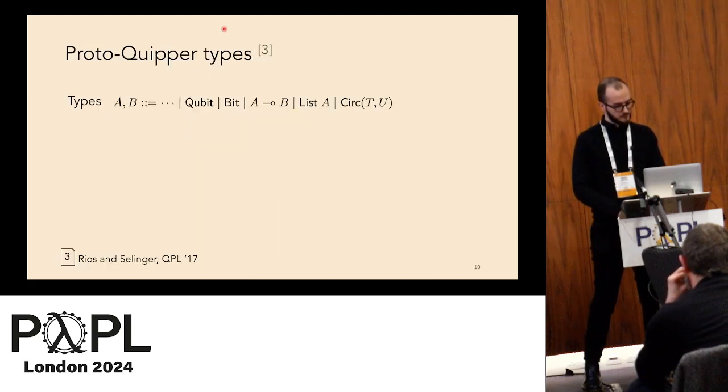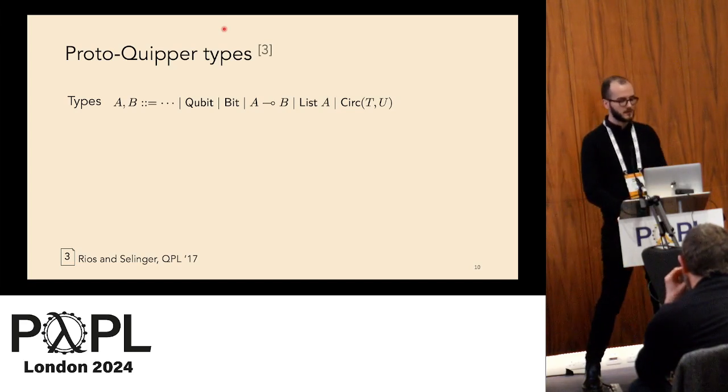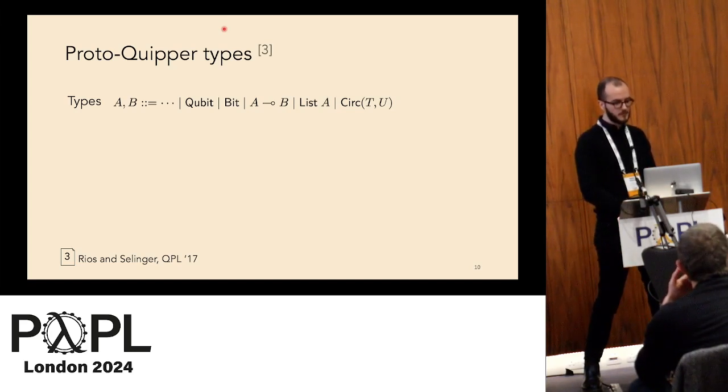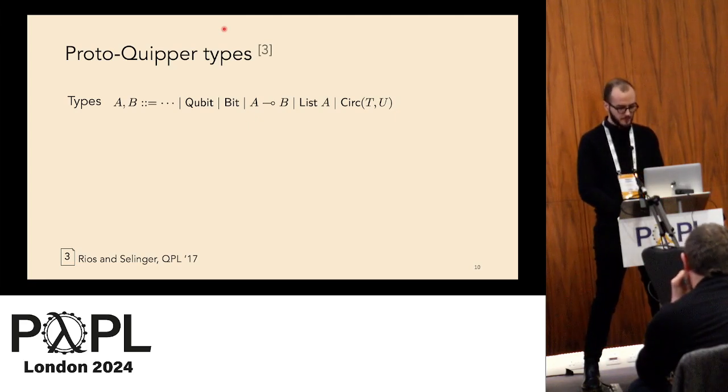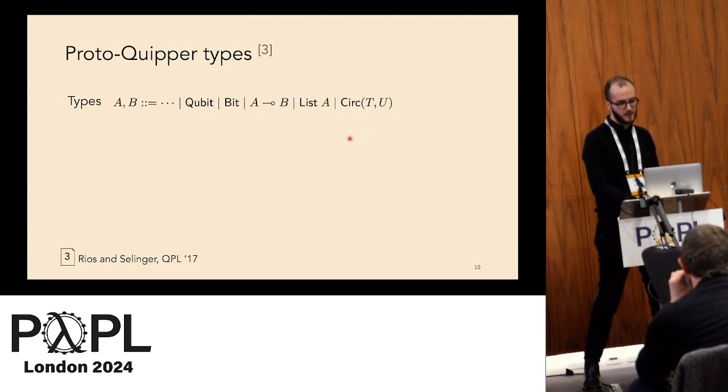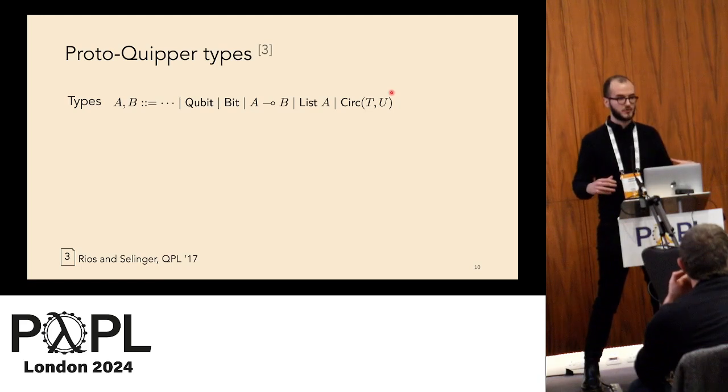Okay, so let's see how we can use types to actually do this kind of analysis. We start from the basic, almost universal Proto-Quipper types, which form a linear nonlinear type system in which qubits and bits and functions have linear types. Circ is the type of circuits seen as data. And we extend this kind of type system, which does nothing in terms of resource analysis, in 2 directions.